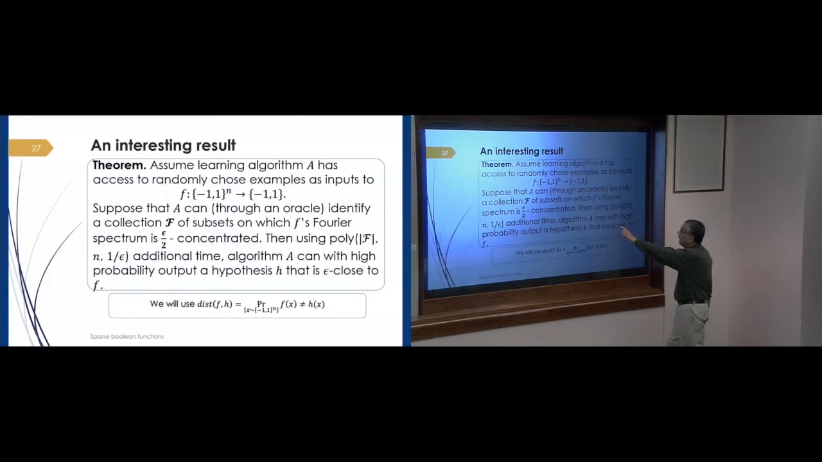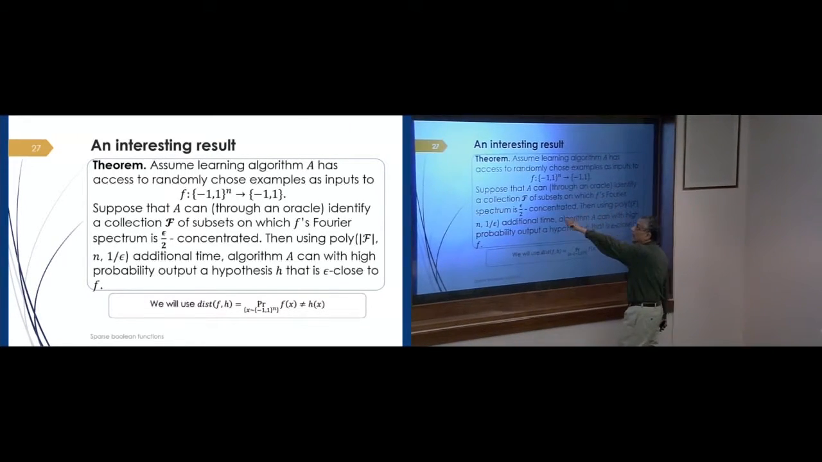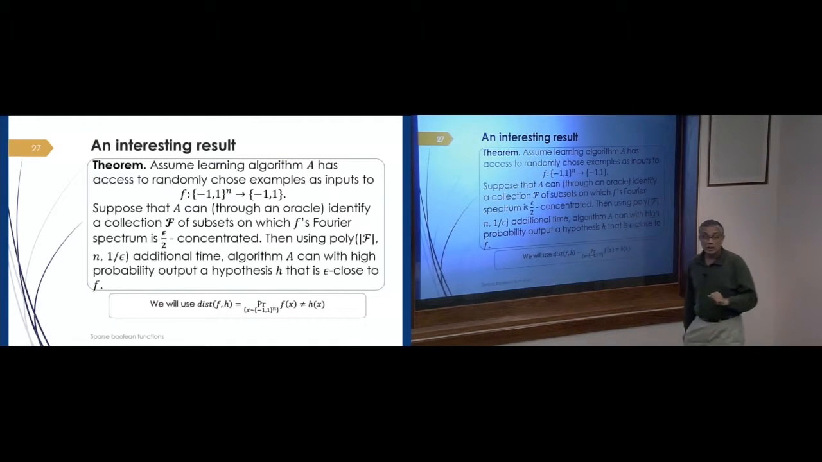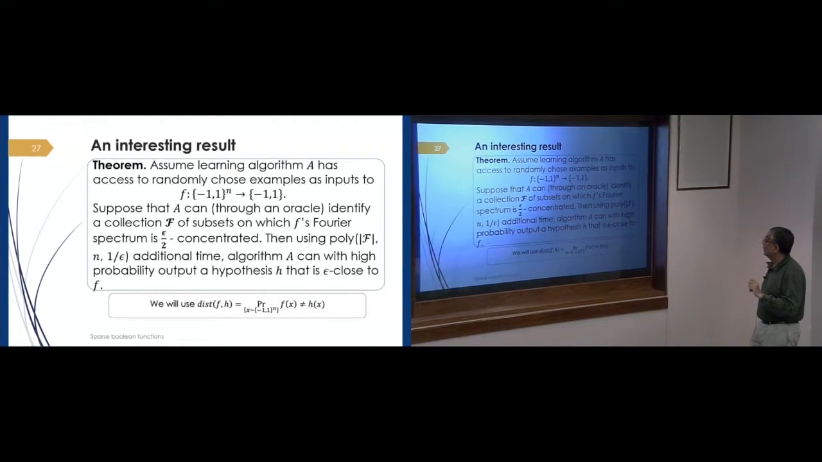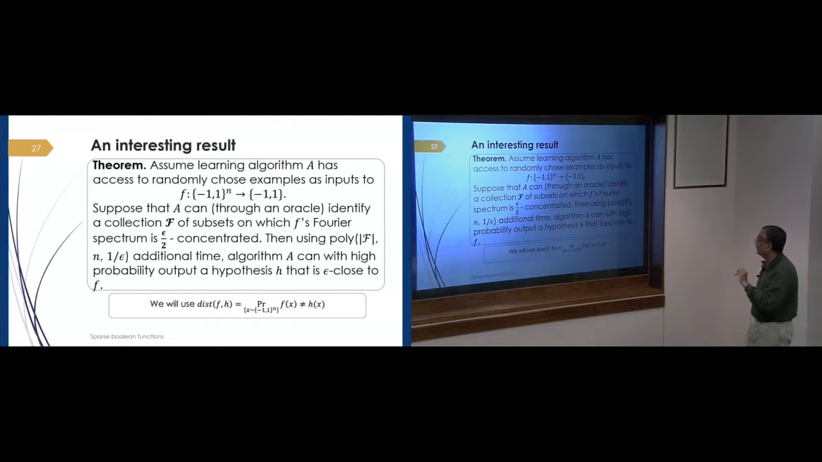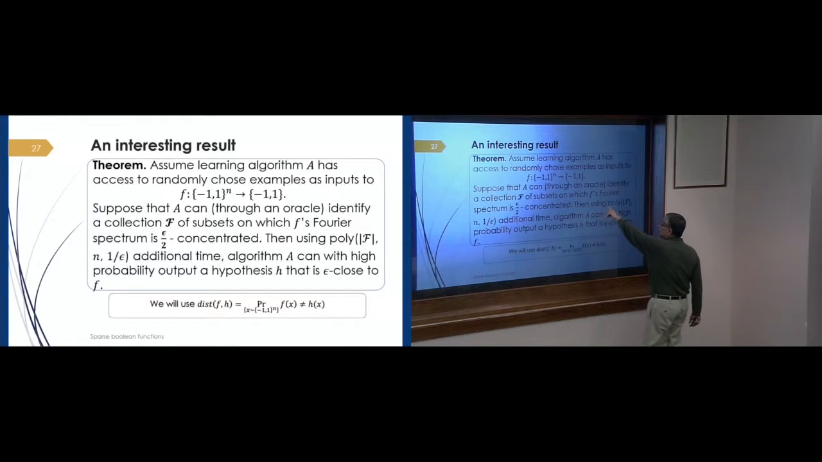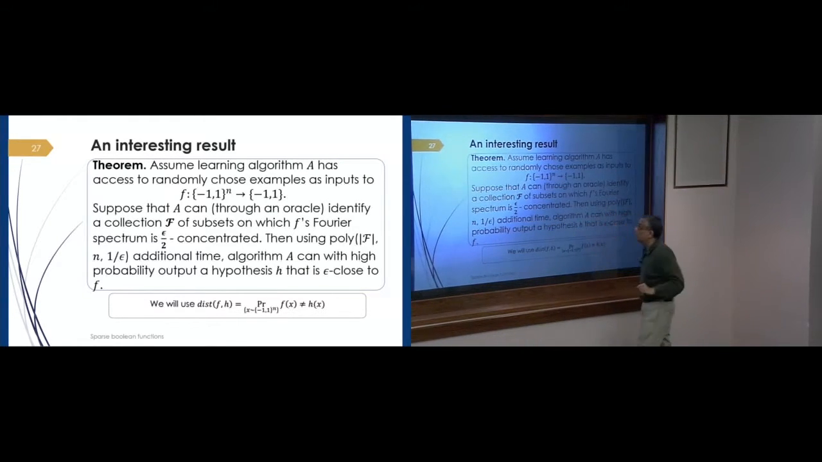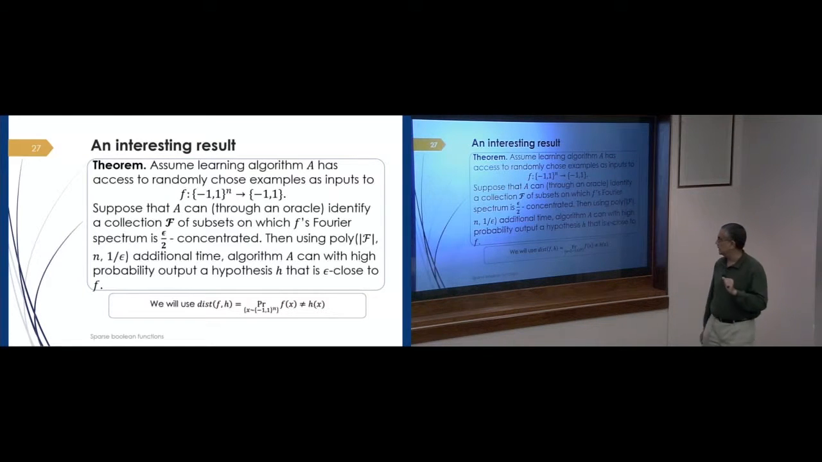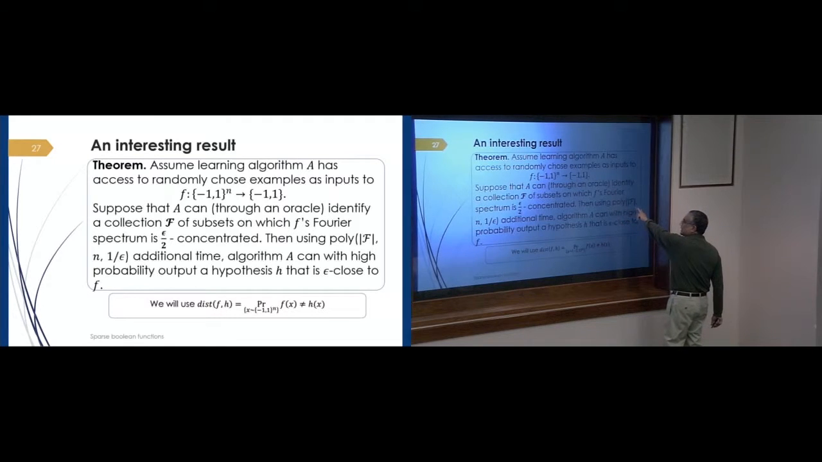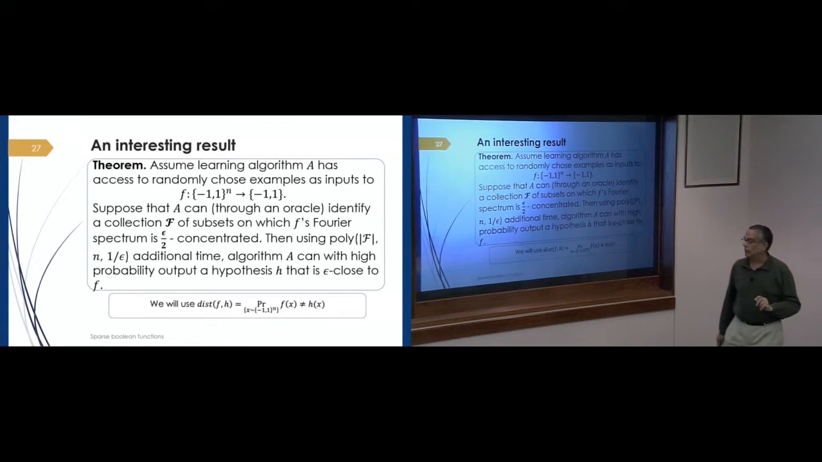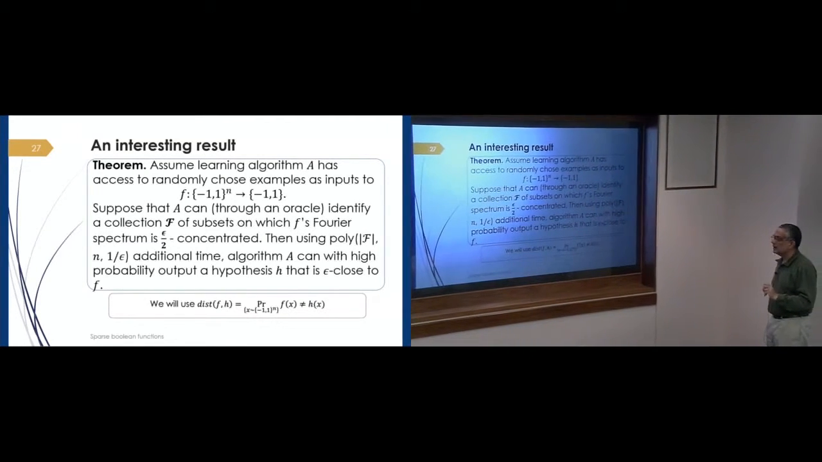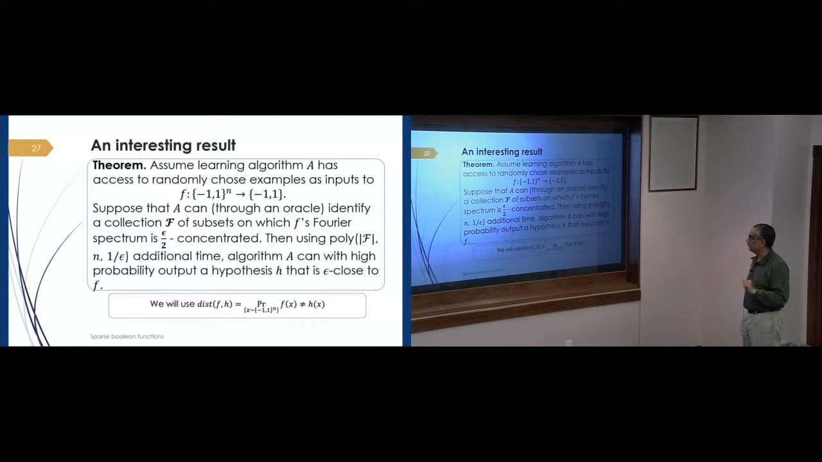and additionally A can, through an oracle, identify a collection of sets which we called script F, and these are subsets on which f's Fourier spectrum is epsilon by 2 concentrated. This is just repeating the theorem we set out to prove. Then using additional time that's polynomial in the size of f, n and 1 over epsilon, algorithm A can with high probability output a hypothesis h that is epsilon close to f. This is what we set out to prove.